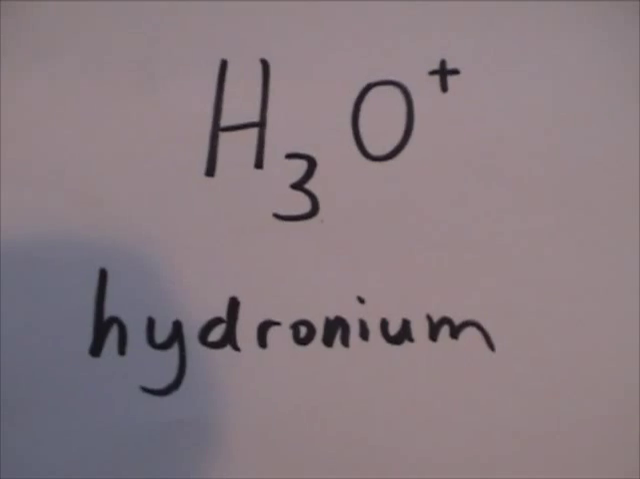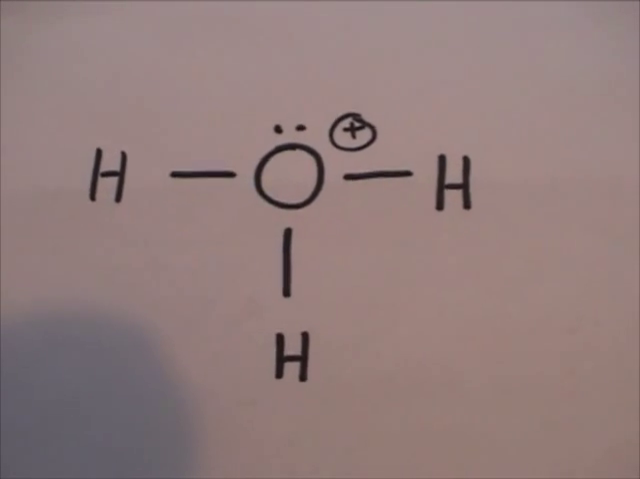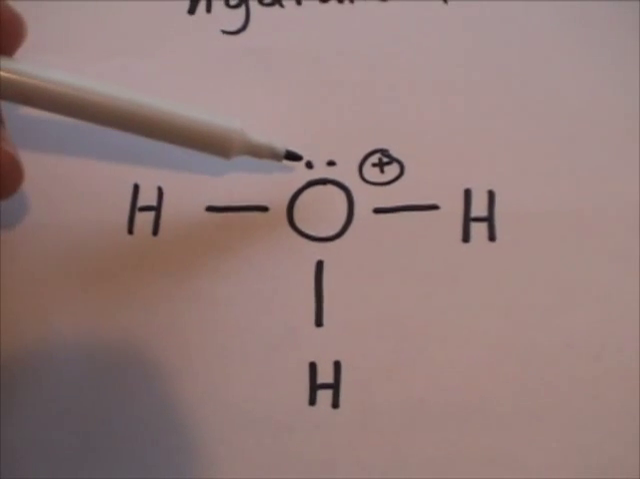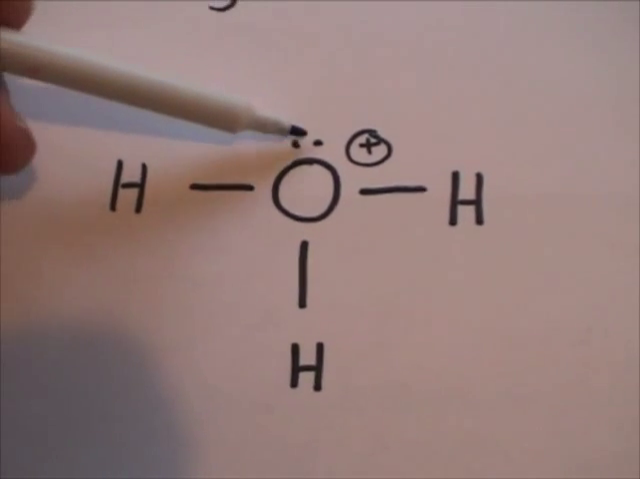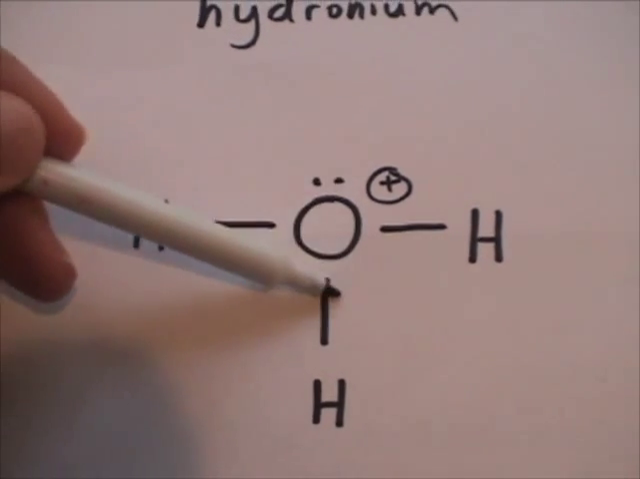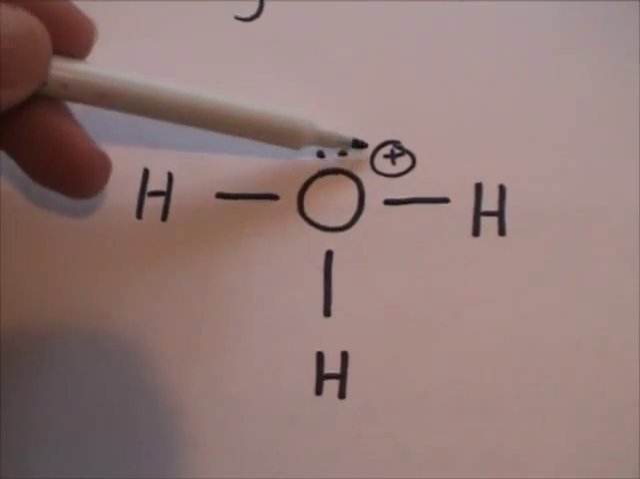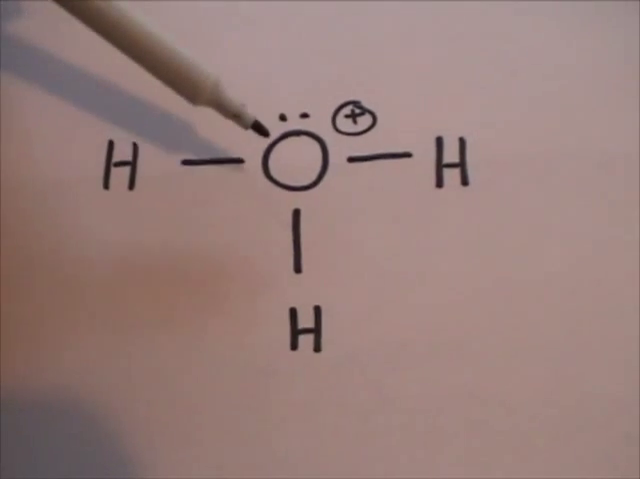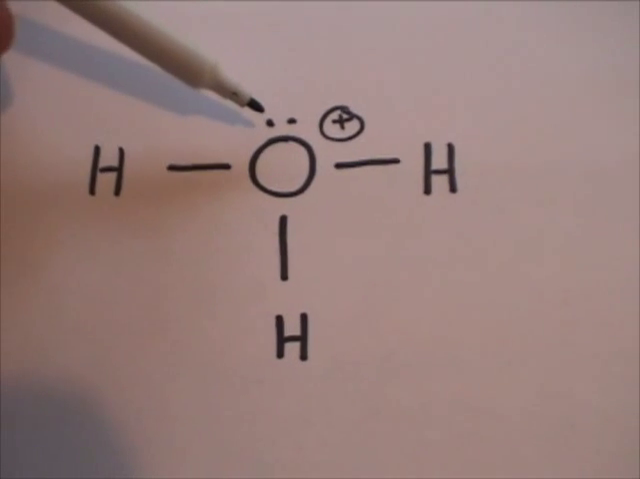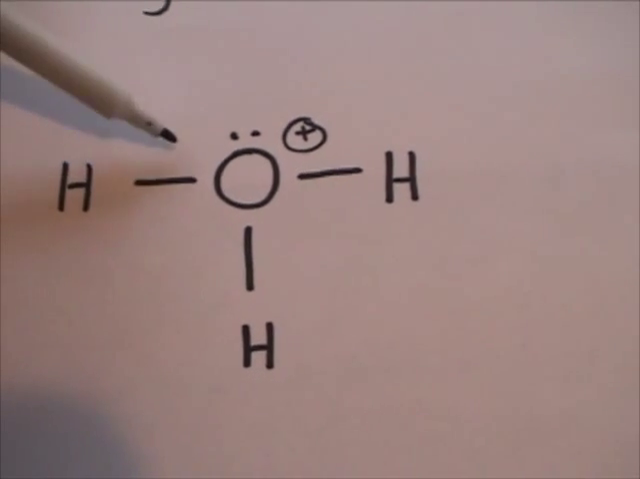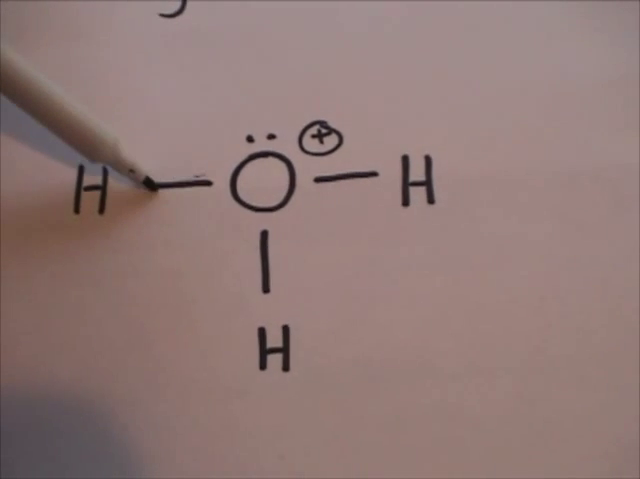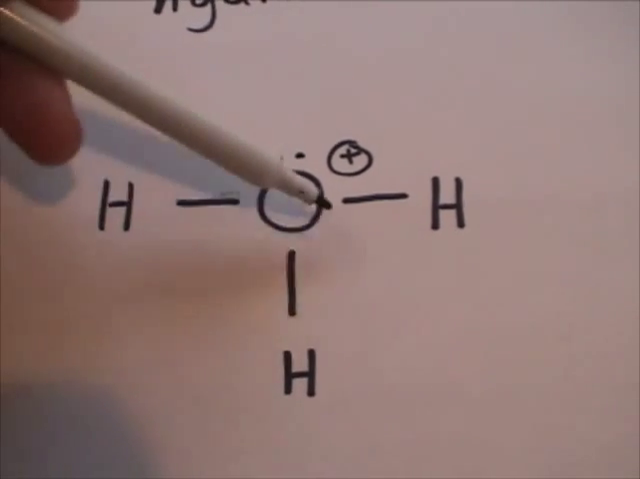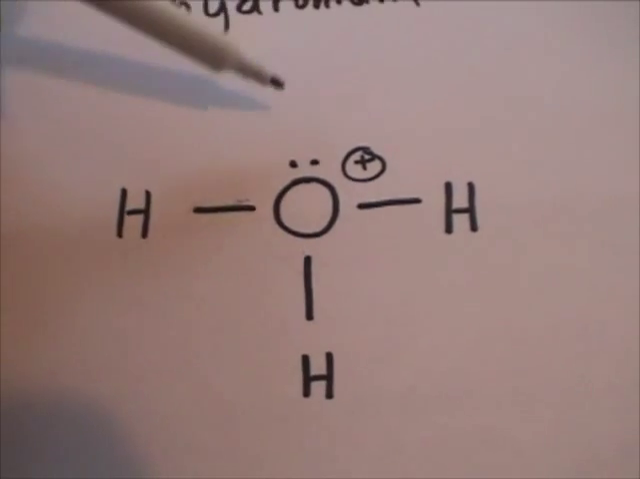H3O+ is hydronium. It has a positive formal charge on this oxygen because this oxygen has lost an electron. Oxygen is in group 6A. 1, 2, 3, 4, 5 electrons are directly around this oxygen, so it has lost 1 electron. It has a positive formal charge. But remember, when you're counting up the number of electrons that this oxygen feels like it has, you count the ones over here because it's shared. Remember, a covalent bond, you're sharing electrons. So oxygen has 2, 4, 6, 8 electrons is what it feels like.